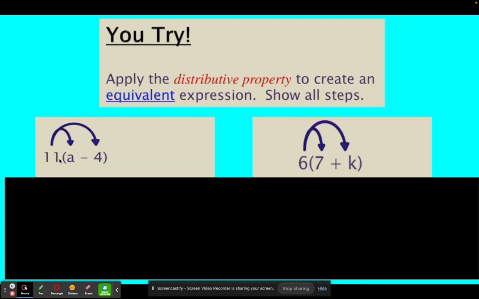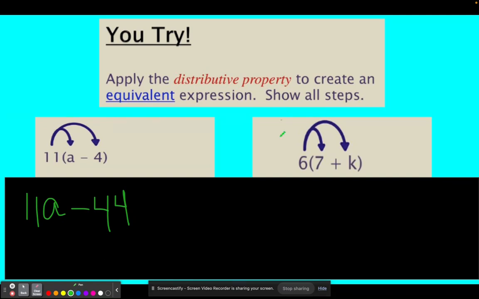All right, I'm going to take 11 and I'm distributing it, right? So 11 times A is 11A, right? 11 times A, just shoved it together. Bring down your subtraction sign without even thinking about it. And then 11 times 4. Can we combine these? No, they're not like terms. We have an A and we have a constant. So we are done. We've simplified it as far as we can go, right?